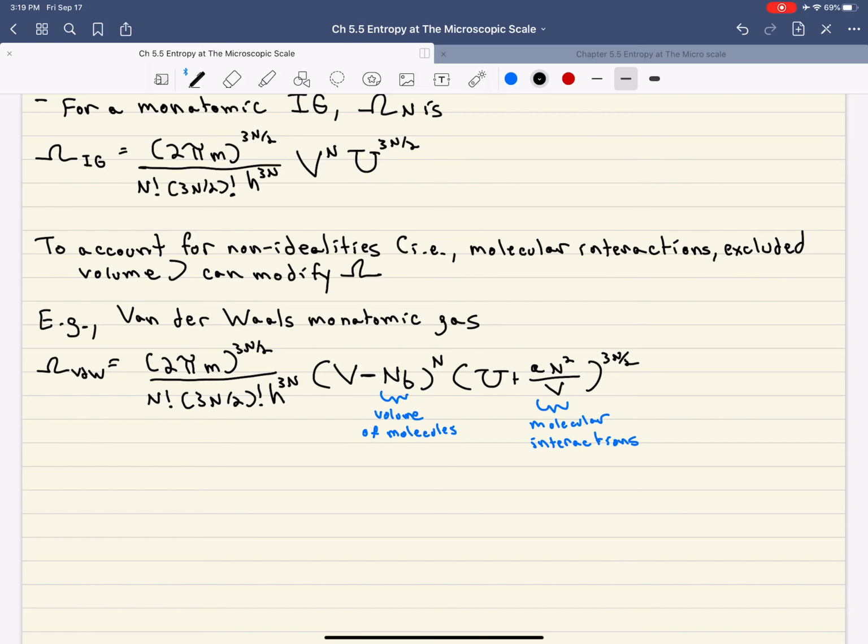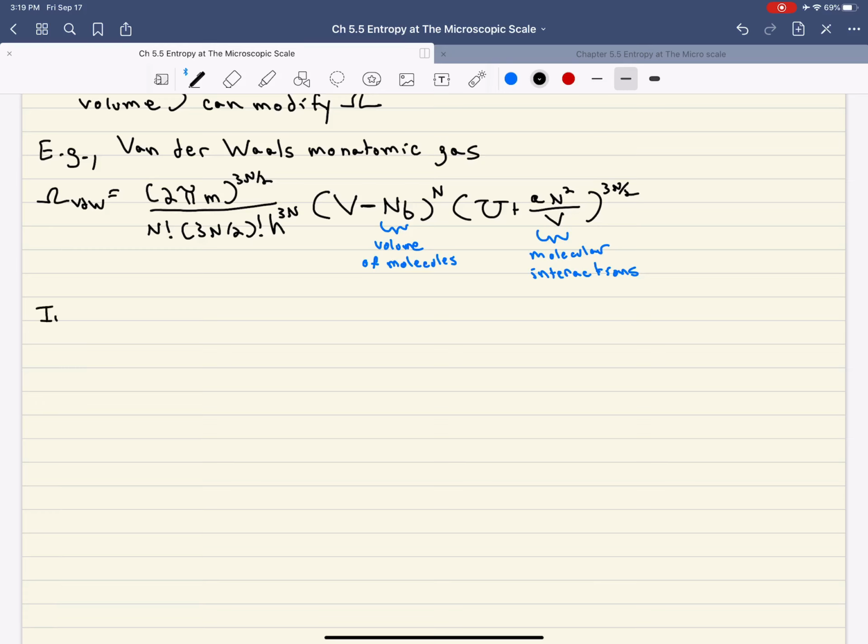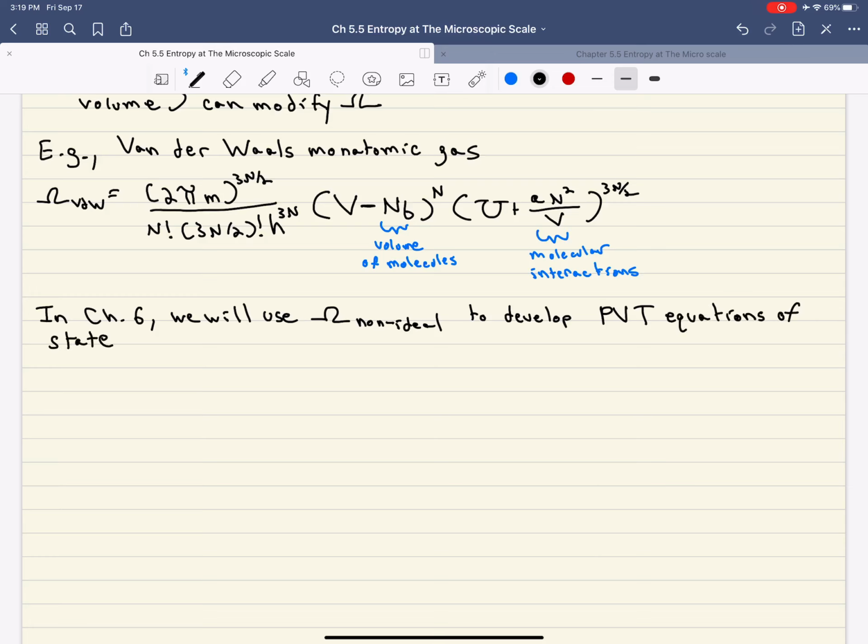Okay? And so having these definitions is useful because what we're going to do in Chapter 6 is we're going to take these equations, these various non-ideal omegas, and we're going to use them to develop pressure, volume, temperature relationships or equations of state for non-ideal gases.